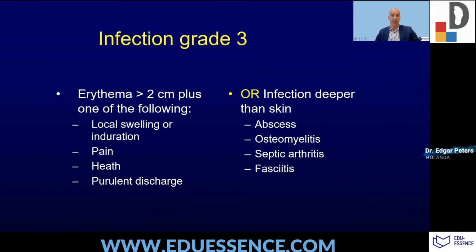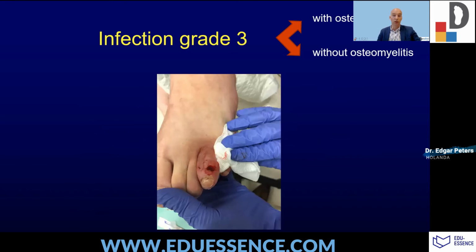And if you then have an infection grade 3, you have more erythema, more than 2 centimeters, plus one of the other signs of inflammation, or you have a deep infection: an abscess, osteomyelitis, septic arthritis, or necrotizing fasciitis. In the latest update of the guidelines, we made a distinction between those patients with and without osteomyelitis, because we believe that it leads to a different outcome and to different management. This is an infection of a person with a grade 3 infection with osteomyelitis.